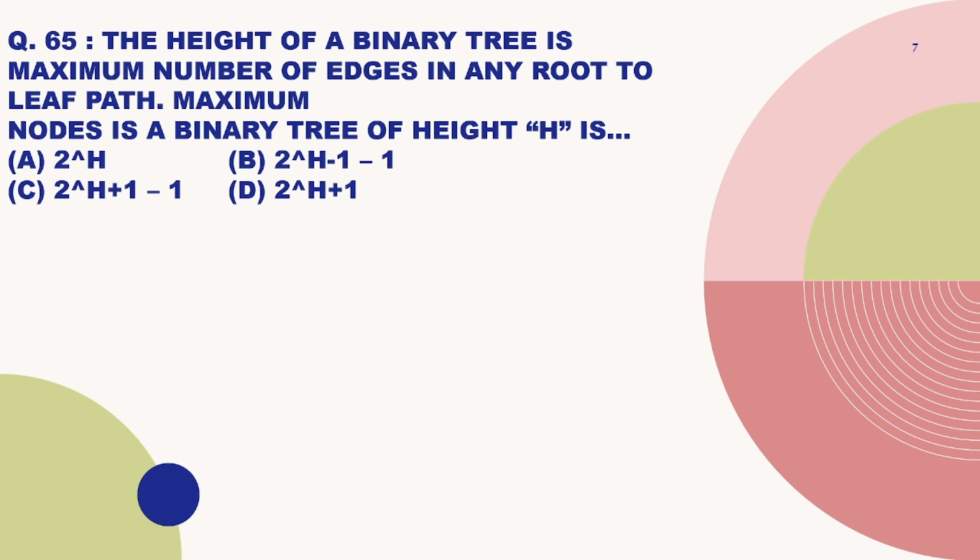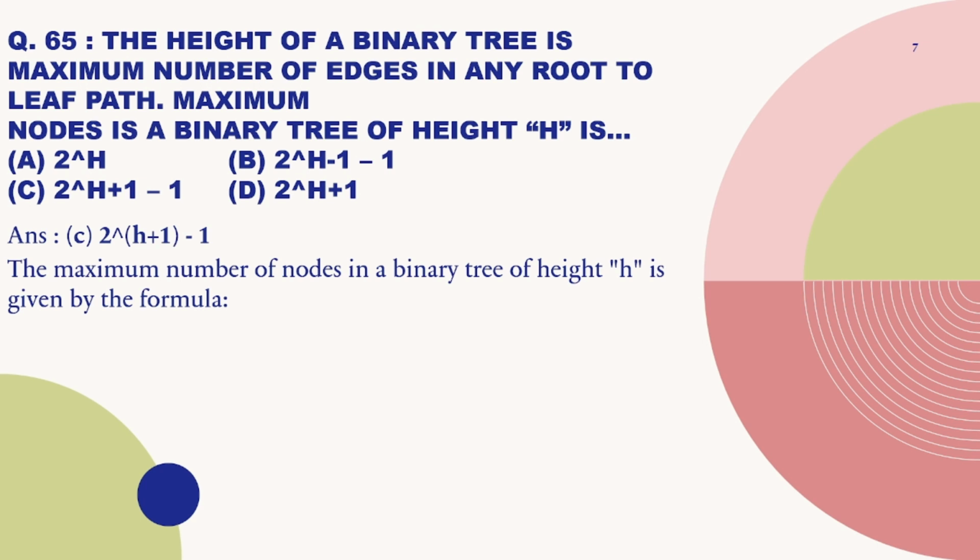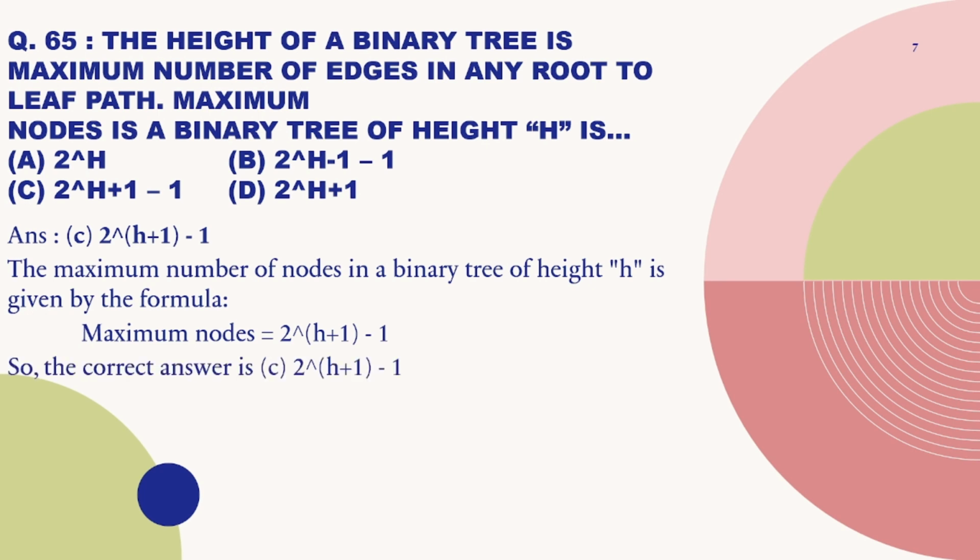Our next question: the height of a binary tree is the maximum number of edges in any root to leaf path. The maximum number of nodes in a binary tree of height h is? Here we have four options, and option C, 2 raised to h plus 1 minus 1, is the correct answer, because the maximum number of nodes in any binary tree of height h is given by this formula. This is a very simple question, so the answer is option C.